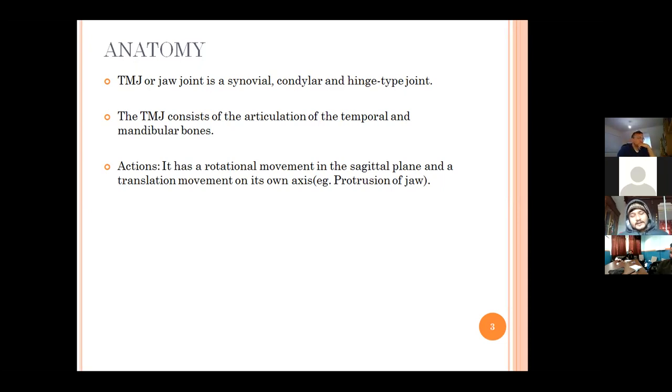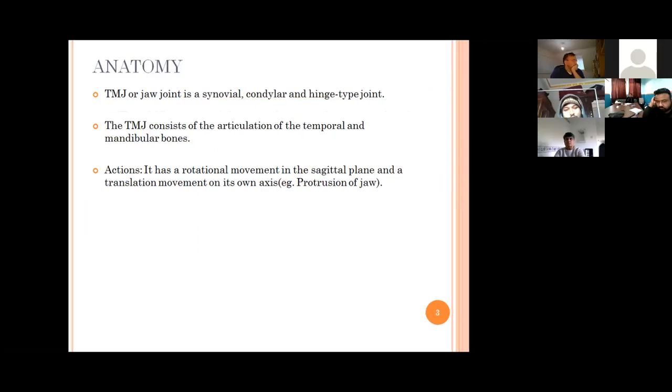Those functions are carried out by certain movements, and the TMJ has both simple and complex movements. Simple movements like in phonation, in gesticulation, in swallowing and breathing, and complex movements like incision and chewing. Those movements are basically categorized into two types. One is the rotational movement in the sagittal plane and a translation movement in its own axis.